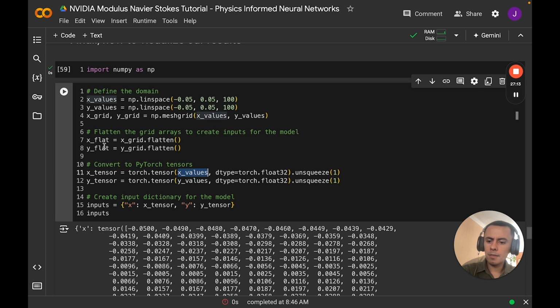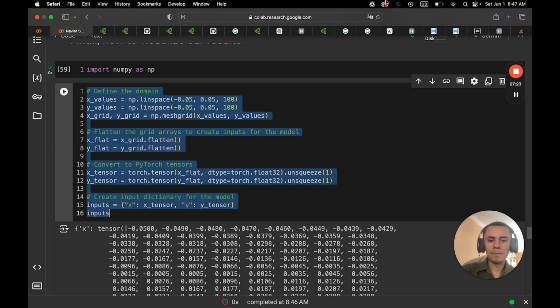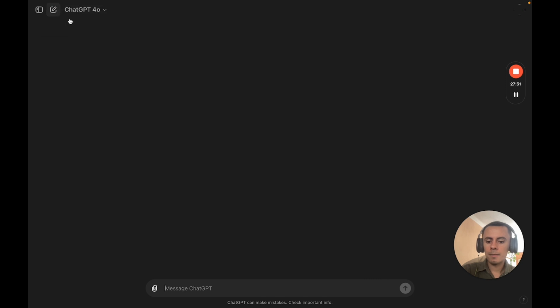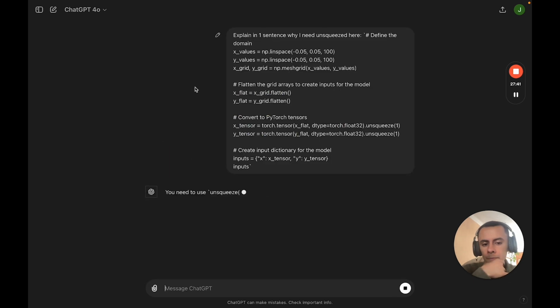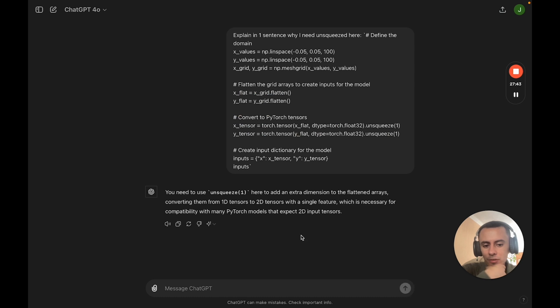So we're going to do it as I had it with its flat. I think really we can do just the values right away. I'm just going to quickly try to get an answer, for example here. Explain in one sentence why I need squeeze here. Use squeeze here to add an extra dimension to the flattened arrays, converting them from 1D tensors to 2D tensors.